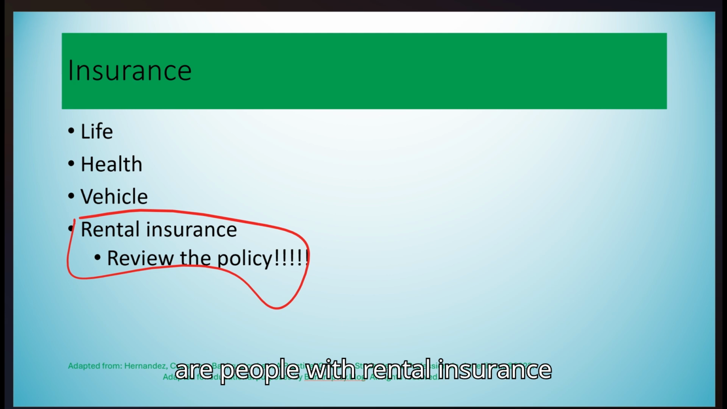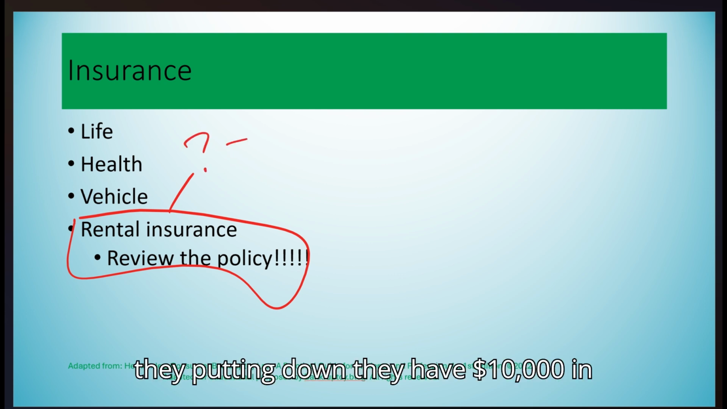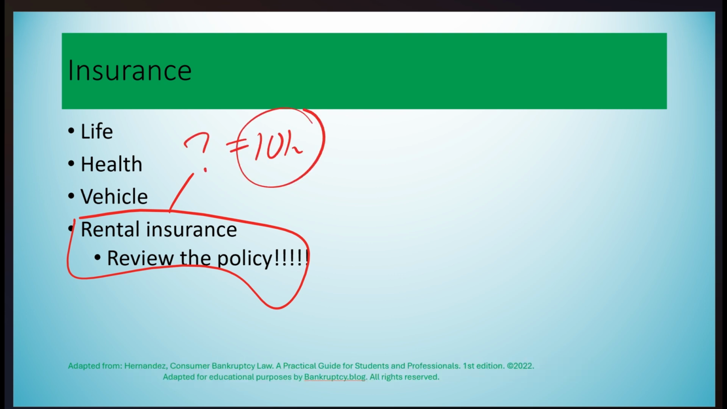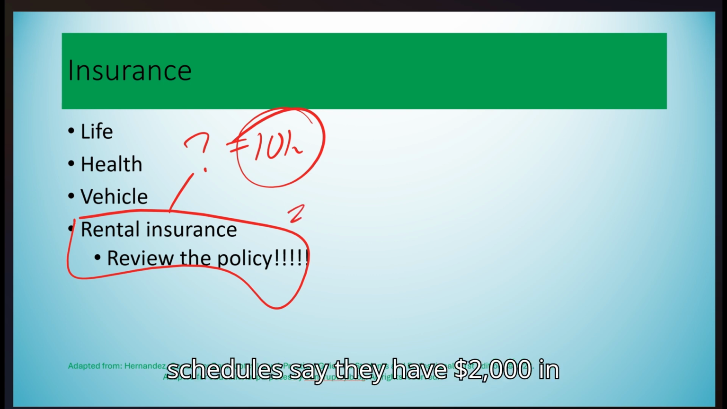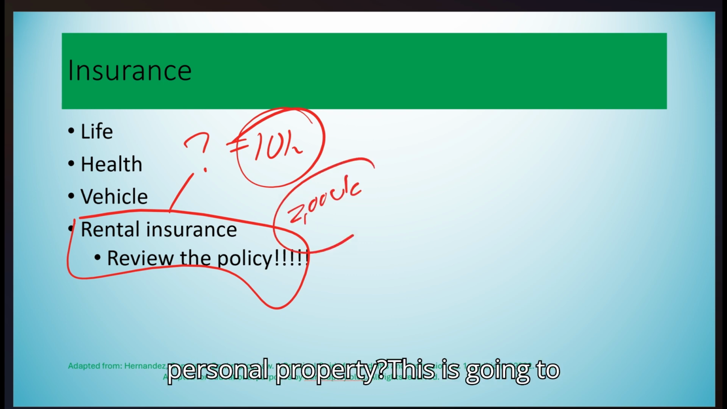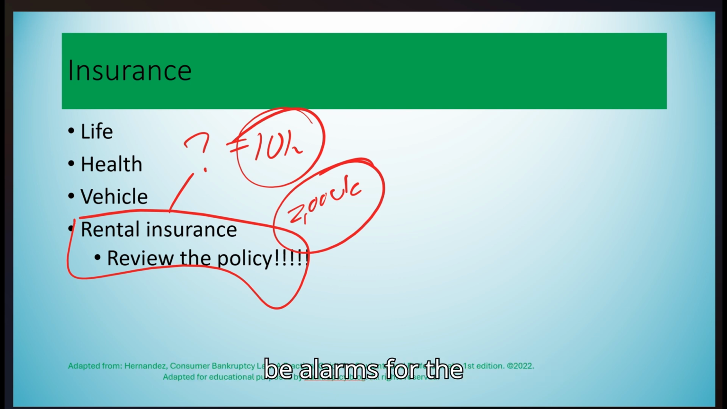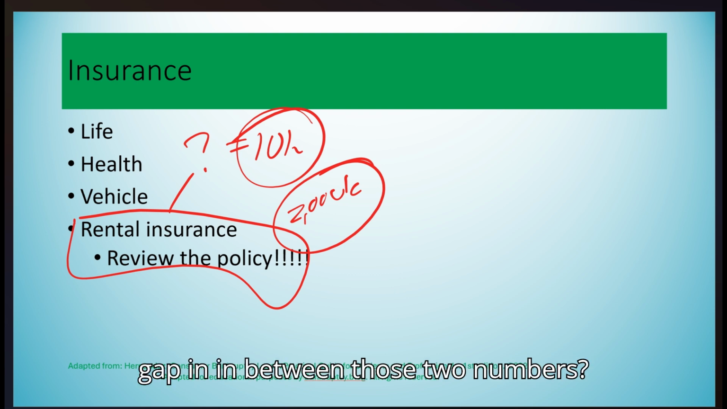But there are people with rental insurance policies. And so now the issue is, what did they declare on that policy? Are they putting down they have $10,000 in personal property, and yet your schedules say they have $2,000 in personal property? This is going to be alarms for the trustee. Why is there such a big gap between those two numbers?